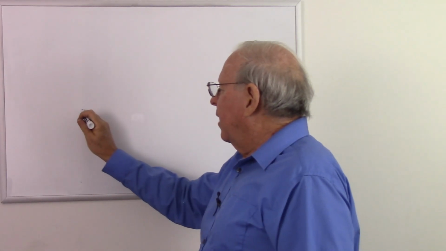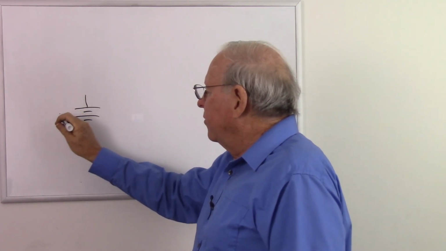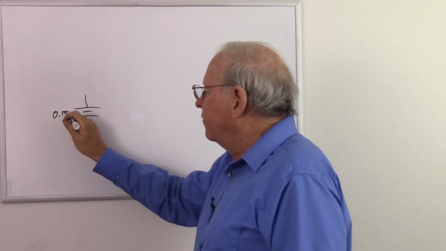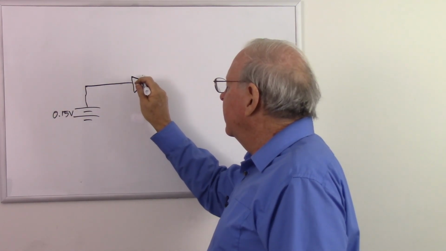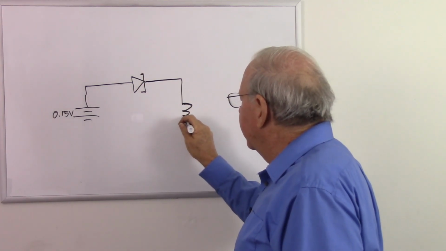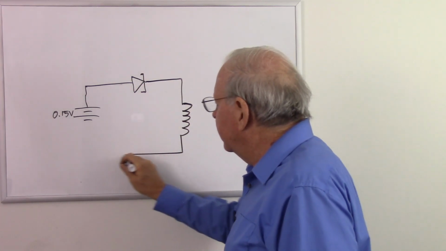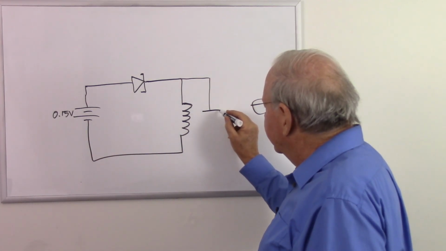Okay, we're going to start out with our same voltage source. For convenience, we'll make it 0.15 volts. Go through our tunnel diode, through our inductor. Now we're going to put a capacitor in parallel with that.